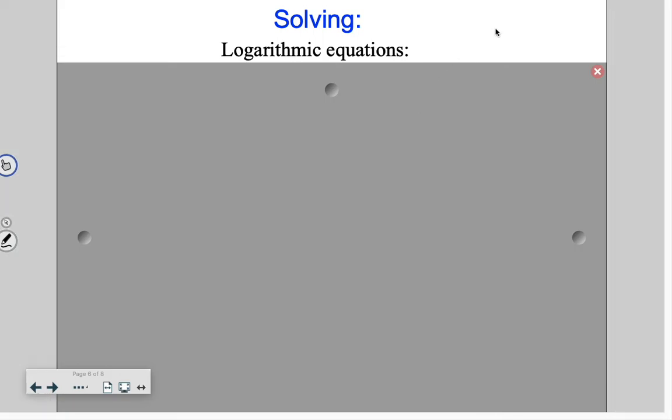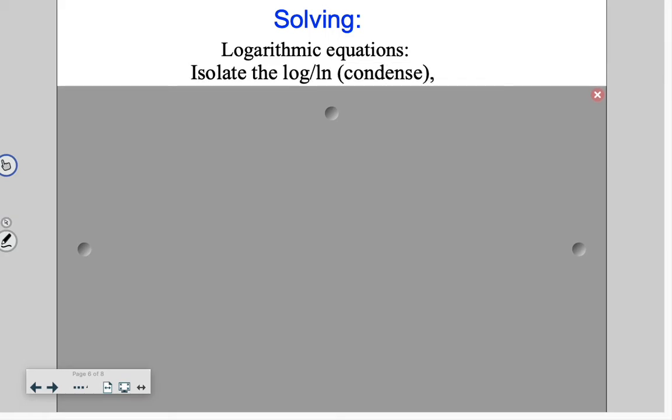Like I said, the good part is the process is pretty much the same. Instead of having a base, you have a logarithm, instead of an exponential base that you're solving for. So step number 1, isolate. But this time, instead of isolating the exponential part, you're isolating the log or the natural log or whatever it is, whichever type of problem you're working on. But you're still isolating.